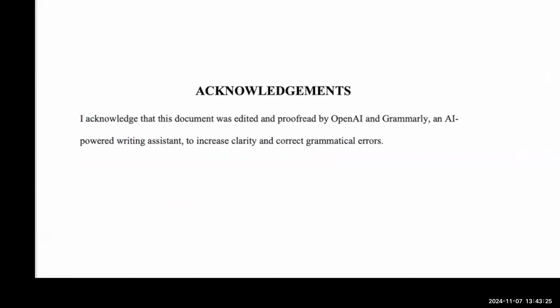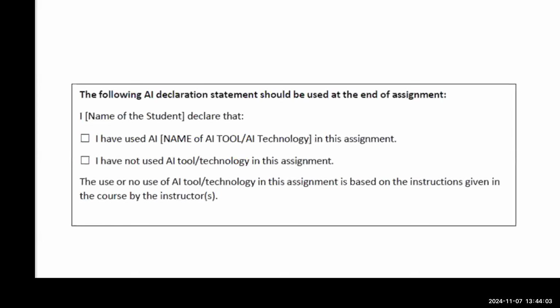I acknowledge that this document was edited and proofread by OpenAI and Grammarly, an AI-powered writing assistant, to increase clarity and correct grammar errors. Some of it robotic, but that was the idea. I just want to tell you that you can do that. And I think this is part of the evolving and emerging practice as students. It's not saying you can't use this tool, because some of us do use Grammarly, and you need to indicate that, because Grammarly has a very strong AI algorithm right now that actually makes a big difference in writing. So these are some of the things and instruments that you are encouraged to use in the UE setting.